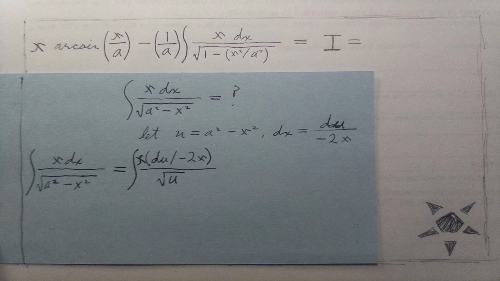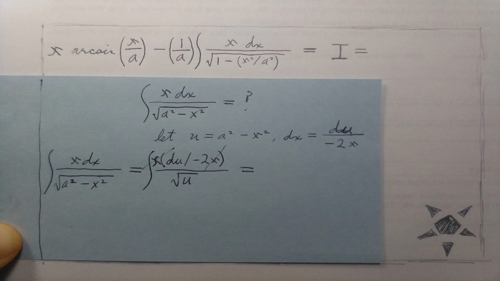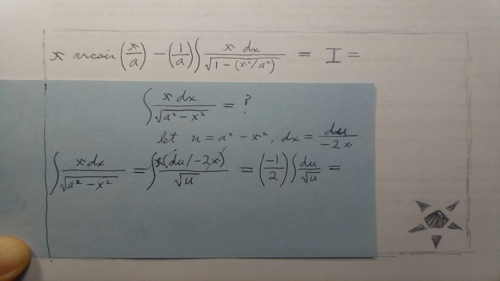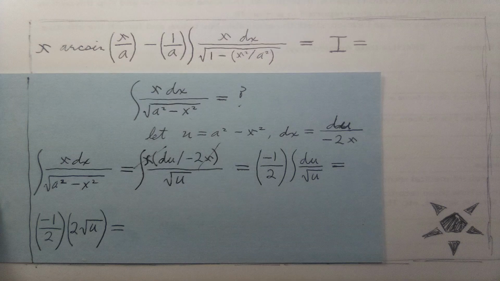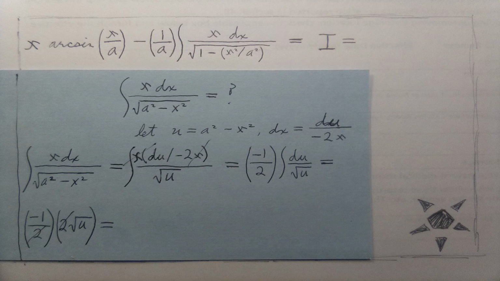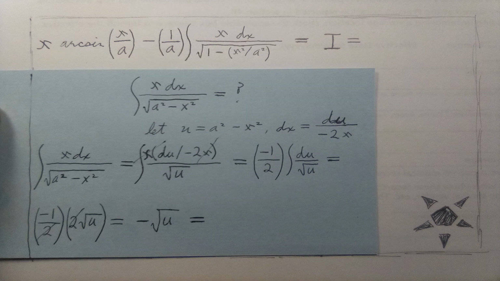The derivative of u with respect to x gives us an expression for dx in terms of du, and the factor of minus 2x in the denominator cancels with the x term in the numerator. The result is a simple power function integral based exclusively on u. The integral of 1 over the square root of u is equal to 2 times root u, and this cancels with the factor of 1/2 from the previous substitution, simplifying to minus root u.